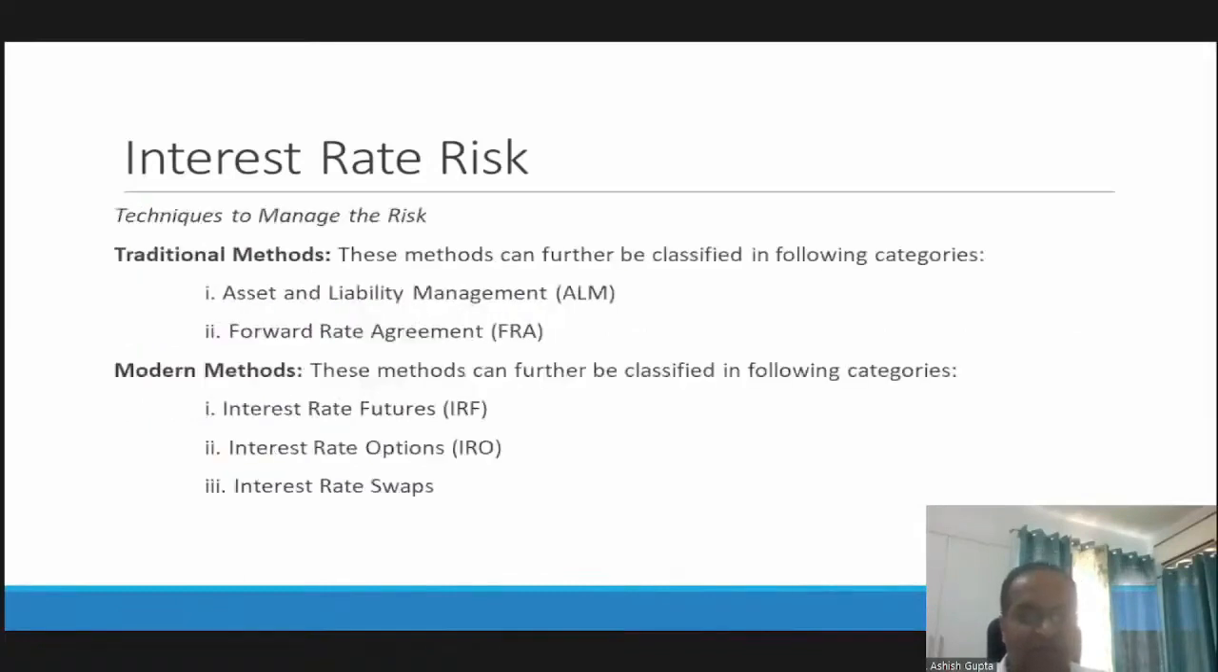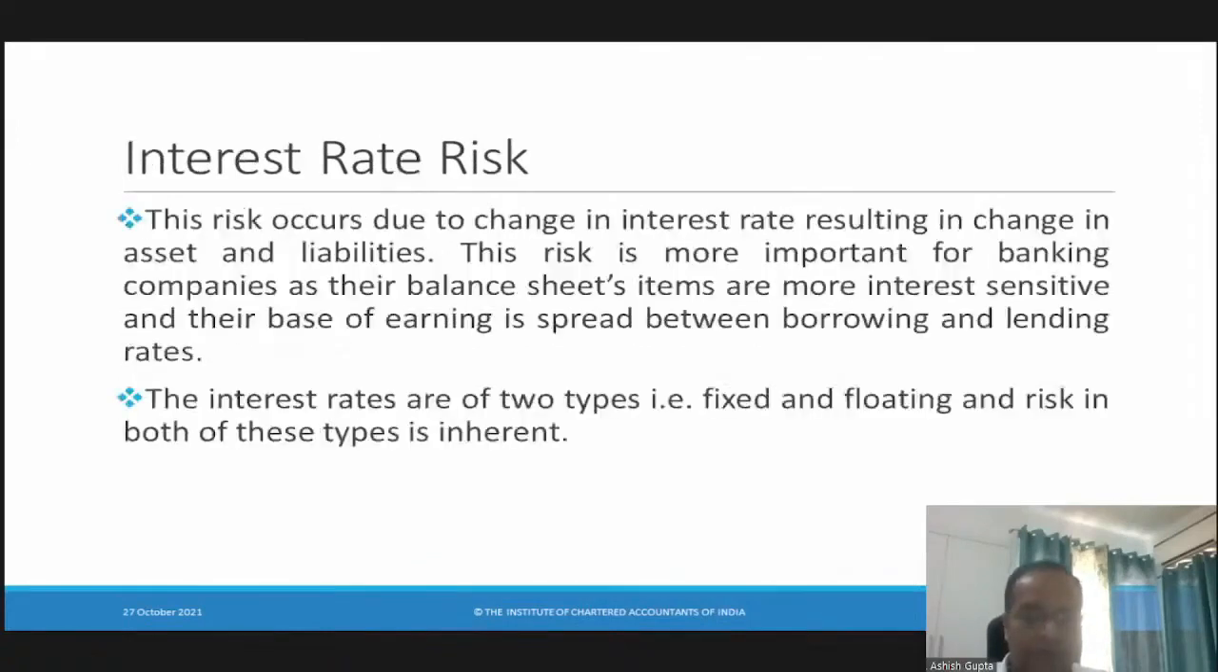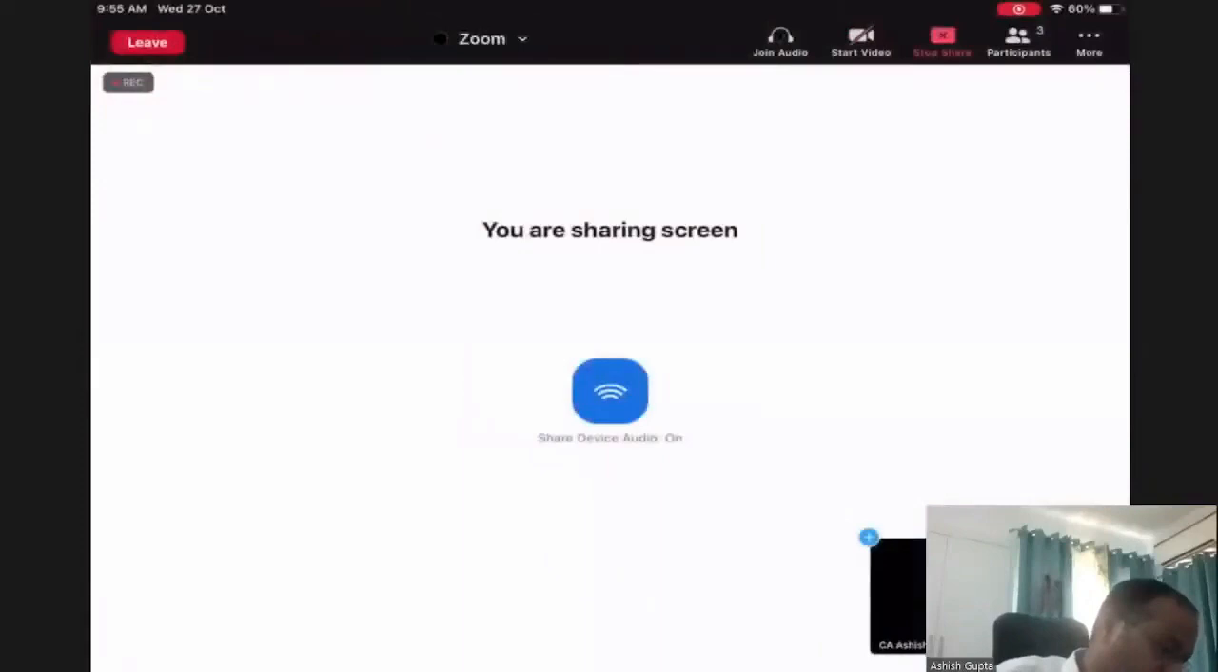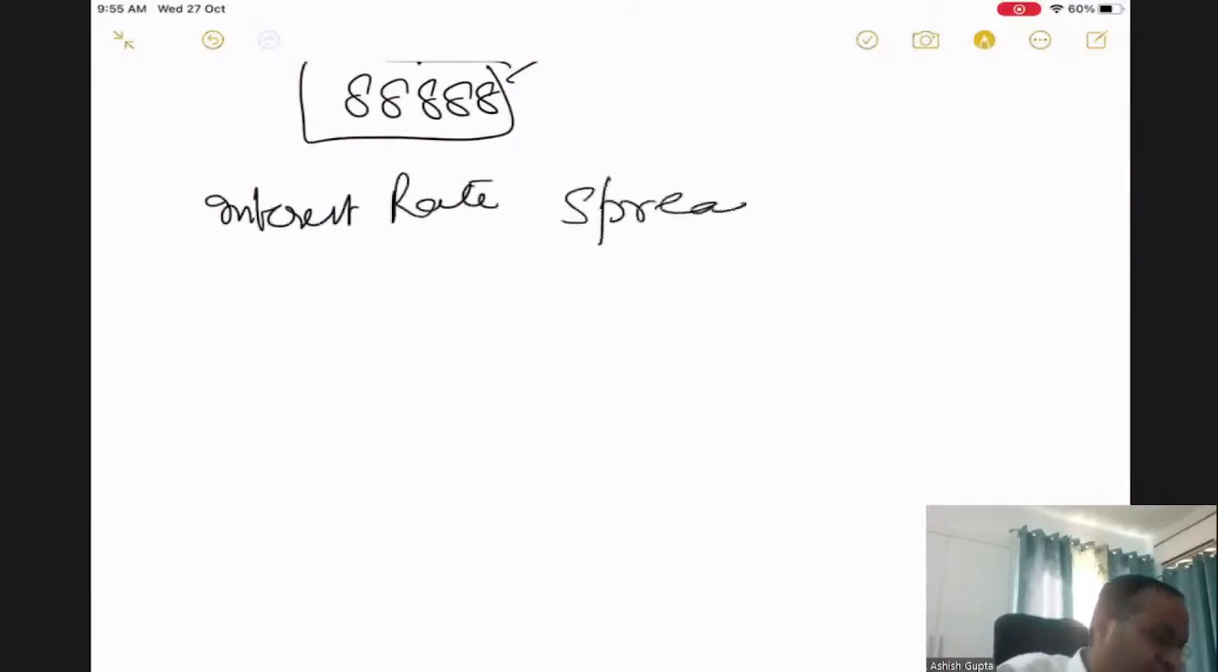Students, interest rate risk is more important in the case of a bank because it mentions a spread. Spread means difference.